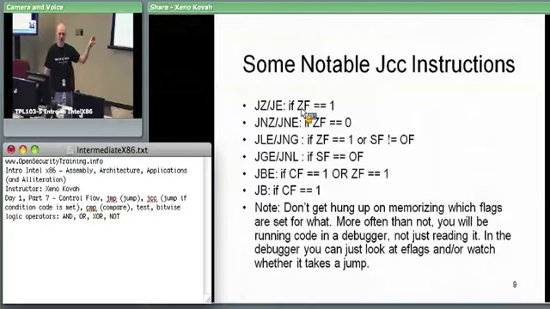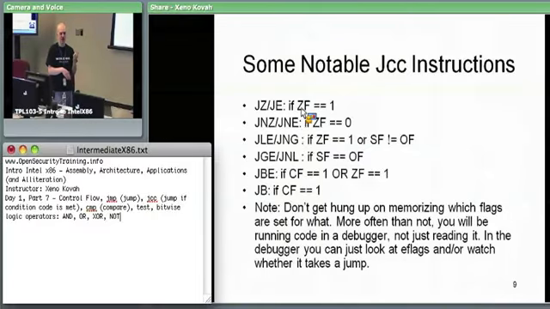Now the thing you need to know about these conditional control flows is if the condition does not hold, then it falls through and executes the next instruction. So a jump has a target, right? A normal jump always goes to the target. A conditional jump, if the condition is true, goes to the target. If the condition is false, it falls through to the next instruction.